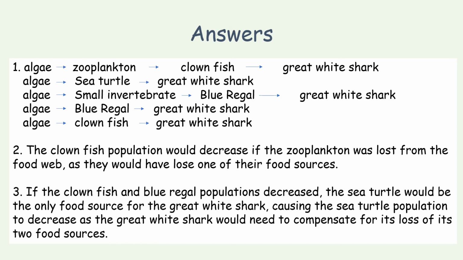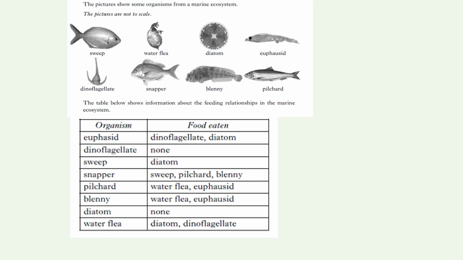And for 3, if the clownfish and blue regal populations decreased, the sea turtle would be the only food source for the great white shark, causing the sea turtle population to decrease, as the great white shark would need to compensate for the loss of its 2 food sources. Well done if you managed to get all that correct. If not, then watch the video again.